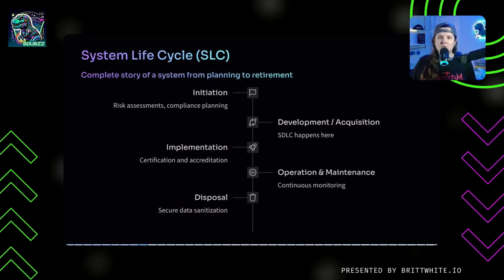Implementation is important because we can't just flip a switch and go live. We need proper certification and accreditation. Think of it like a safety inspection for your car, but far more intensive. We run comprehensive security testing to make sure everything is locked down tight, and we review all documentation. You can never be too thorough here.